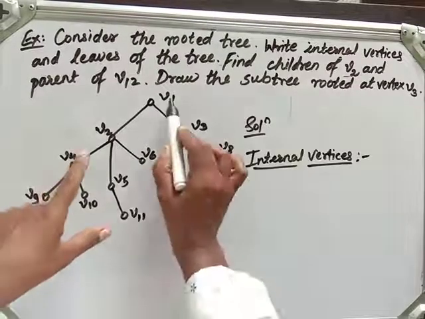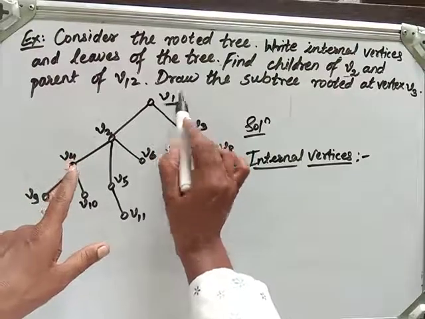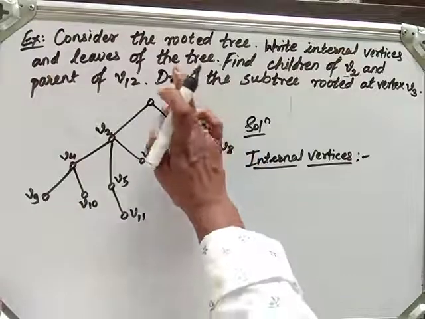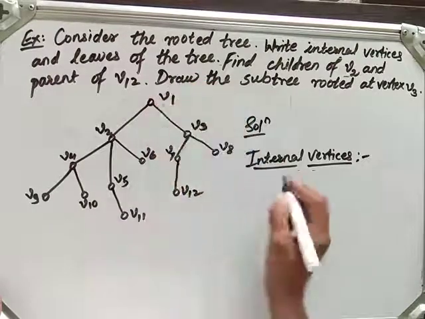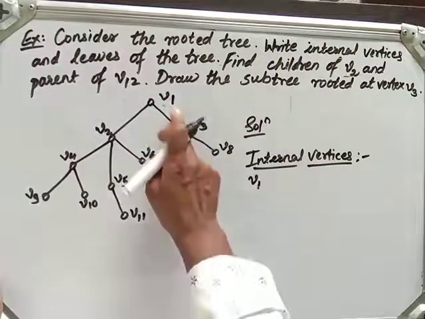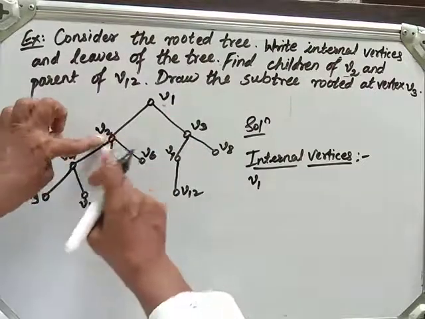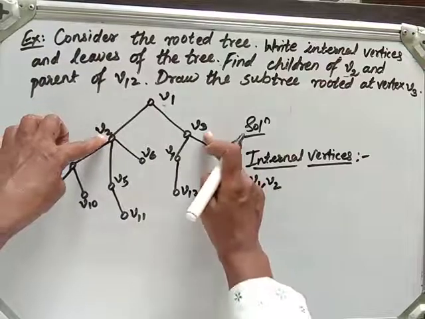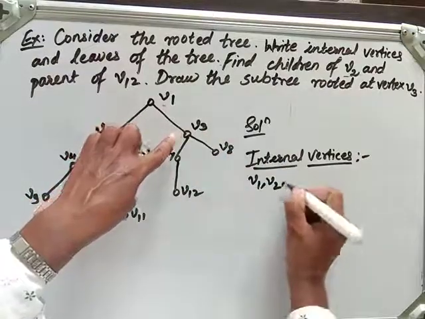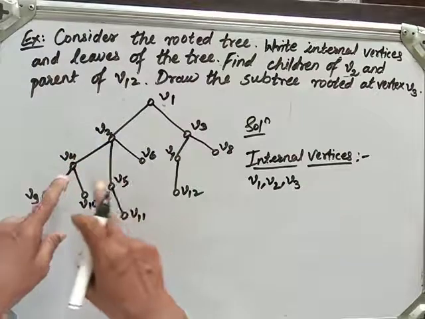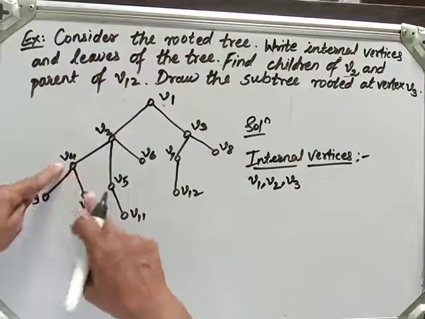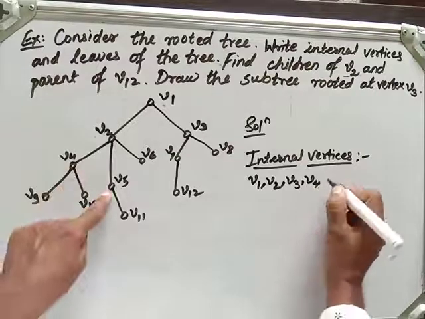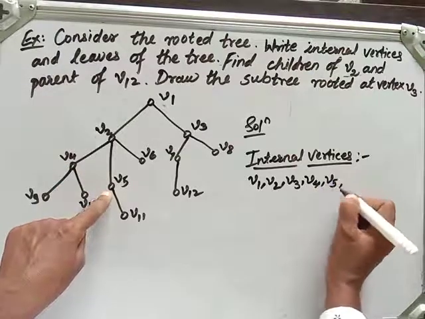Now we have already seen that the vertices that have children are internal vertices, means they are parents. Now look, we will accept this v1. This is a basic parent here, right? So the first internal vertex is v1. Later on go towards v2. v2 has children, right? So v2 is also an internal vertex. v3 is also a parent, so it is an internal vertex. Now what about v4? v4 has a child, so v4 is also an internal vertex. v5 is also an internal vertex, right?